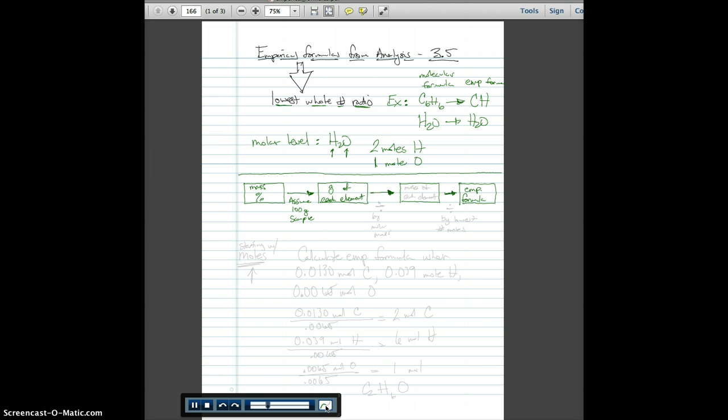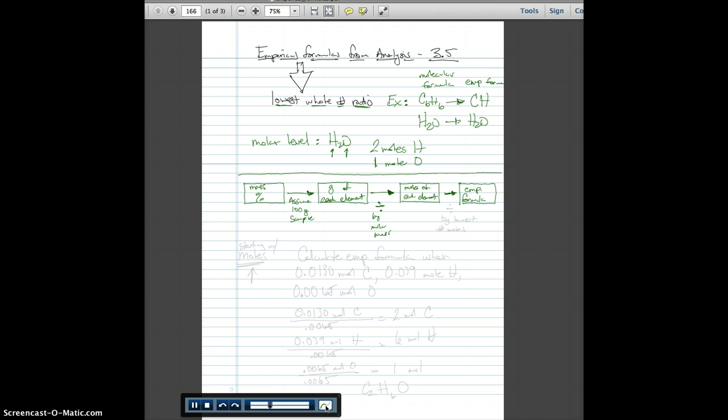Now, once we know grams of each element, we need to do something to convert to moles of each element. We know how to convert grams to moles. All we really need to get there is to divide by molar mass. And we did that over the summer. Anytime you were given like 10 grams of oxygen and you wanted to convert it to moles of oxygen, you just need to divide it by 16 molar mass.